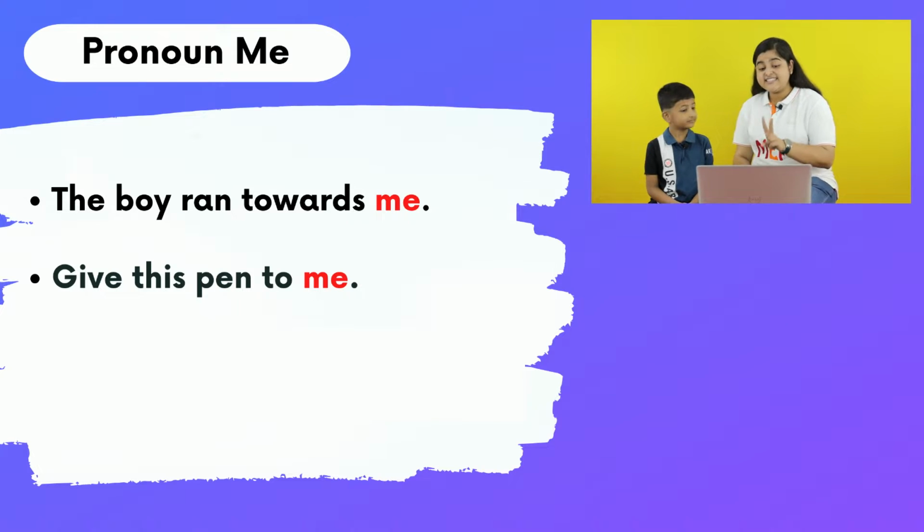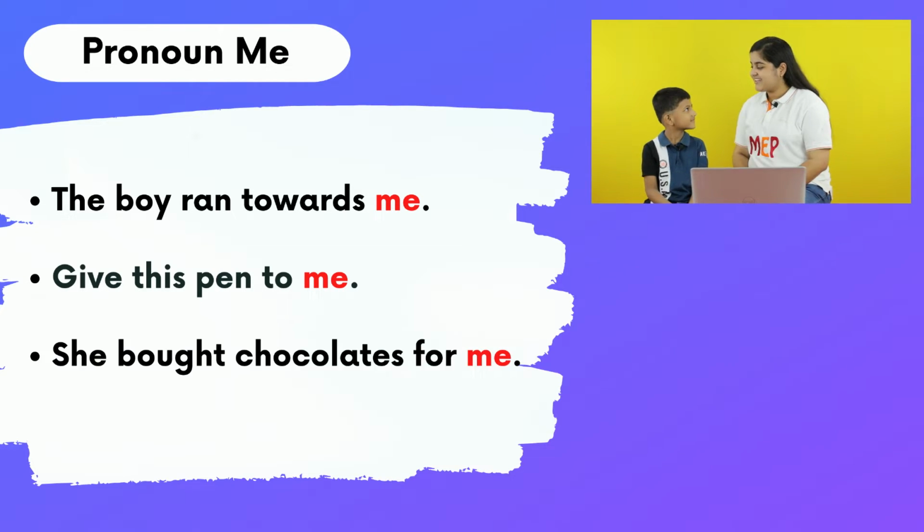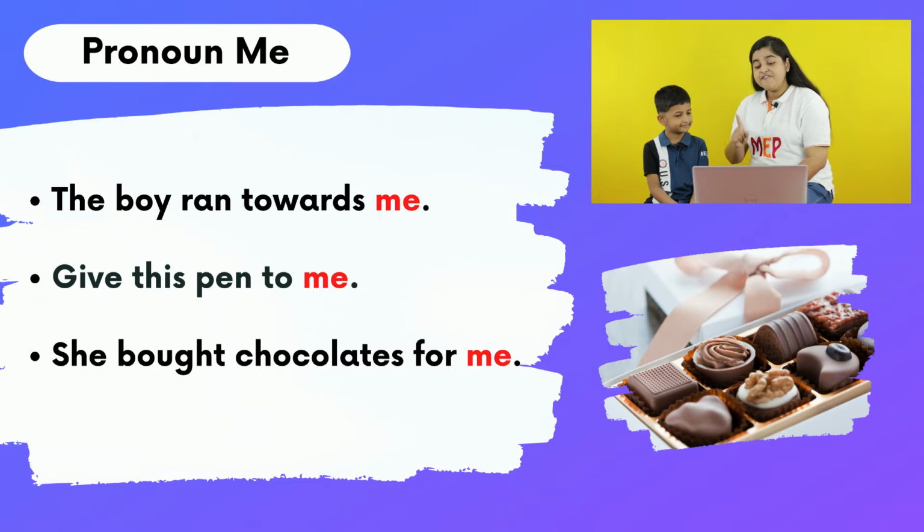So Rudy, our second example of the pronoun me is, give this pen to me. So now tell me, who is receiving the action? Pronoun me. Absolutely correct. So whenever we receive any action, we always use the pronoun me instead of using a noun.